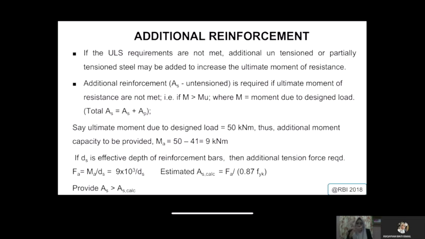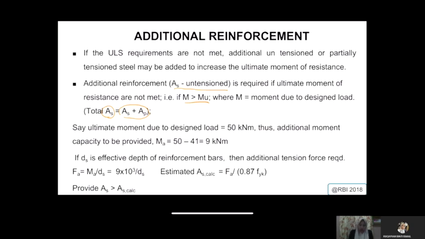If the ultimate moment resistance requirement is not met, so if it's not sufficient, you have to provide additional reinforcement to increase the resistance of your moment. The additional reinforcement will be like your area of steel minus the area of tendon that is required. So in a way, your moment due to your design load must always be bigger than your ultimate moment. Your total steel area will be the area of steel plus the area of your tendon.